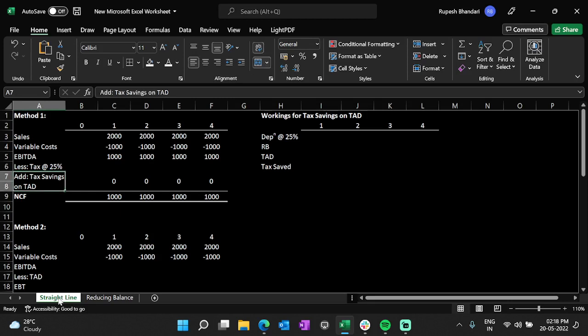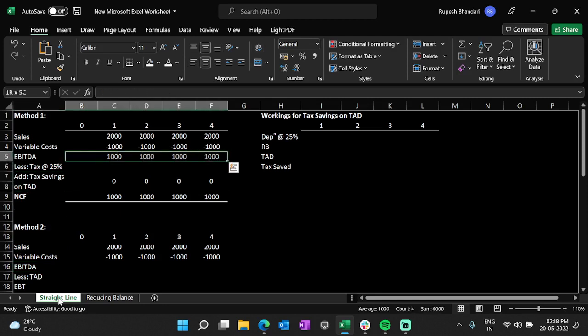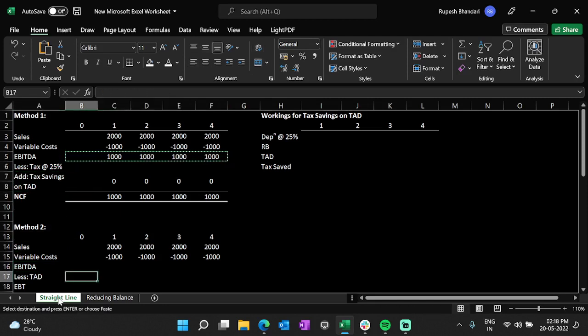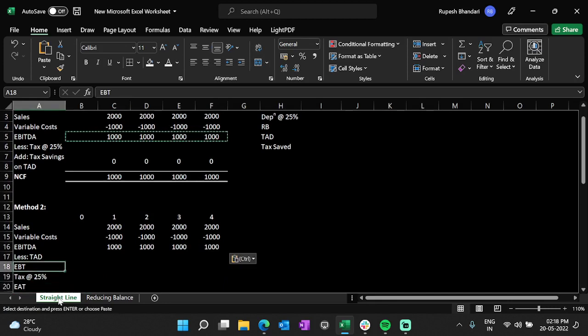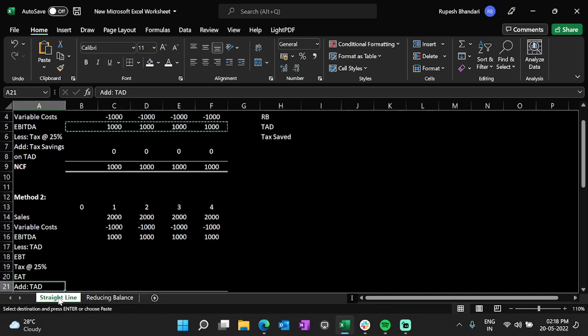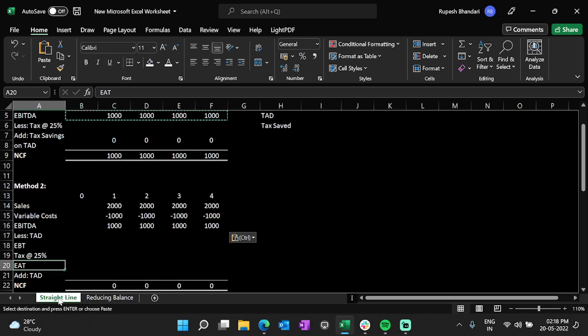In method 2 as well, it's just the same thing. EBITDA is computed similarly. I'll just copy the formula down and across. And then we just subtract TAD and then EBT, that's earnings before tax, and then we subtract the tax, and then we get the EAT, and then we just add back the TAD in method 2. That's the main difference.